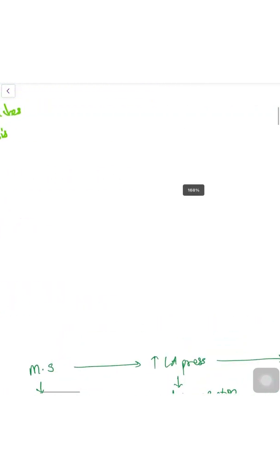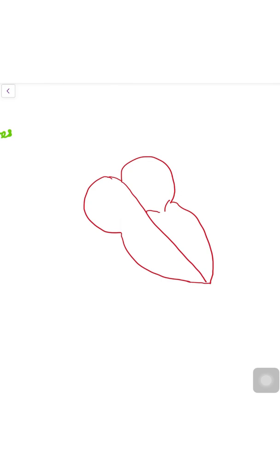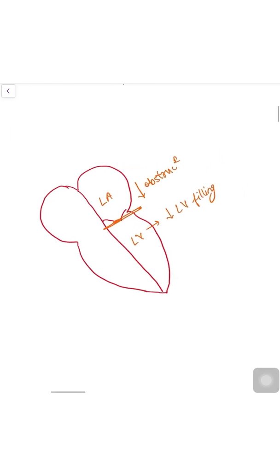What is the pathophysiology of mitral stenosis? So now this is the heart and the mitral valve. Now, the mitral valve is narrowed, so the outlet from the left atrium to the left ventricle is narrowed. That is why less blood is going to flow from the left atrium into the left ventricle. Thus, left ventricular filling is going to decrease. That is, the left ventricular end diastolic volume is going to go down. As the left ventricular end diastolic volume decreases, your stroke volume is going to decrease, meaning your cardiac output is going to decrease.